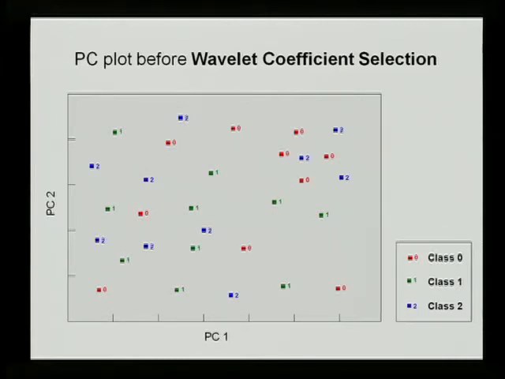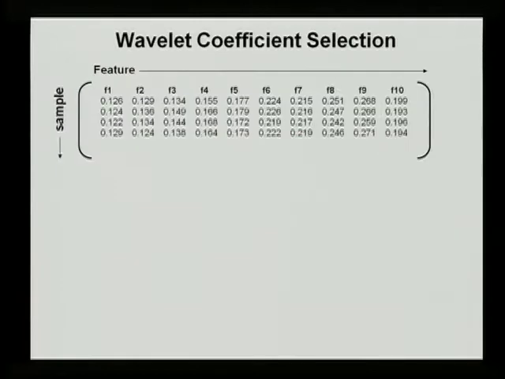And if I do a principal component plot of all 10 measurements, not terribly informative. Each sample is represented by a point in the plot. The closer the points are to one another, the more similar they are. The farther they are, the less similar they are. So here is my data set.